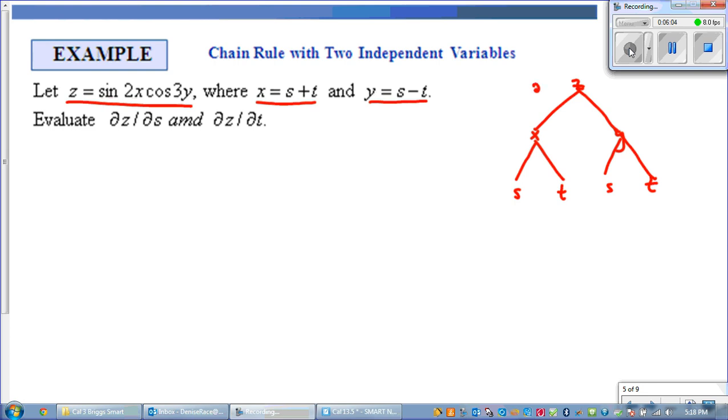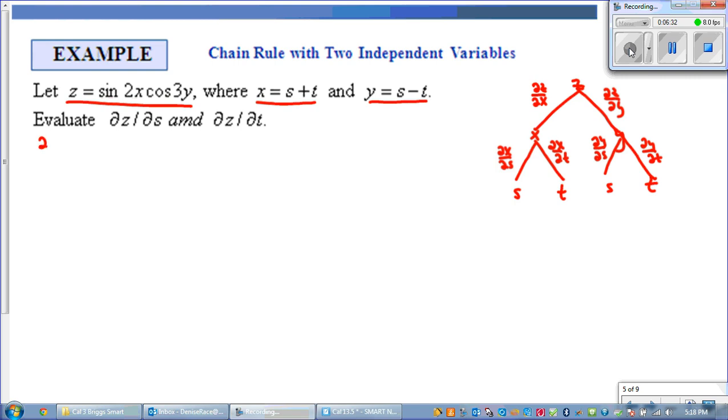This is the partial of z with respect to x, because there's two independent variables of z, and the partial of z with respect to y. And here we have the partial of x with respect to s, since s and t are two independent variables, and the partial of x with respect to t, the partial of y with respect to s, and the partial of y with respect to t.